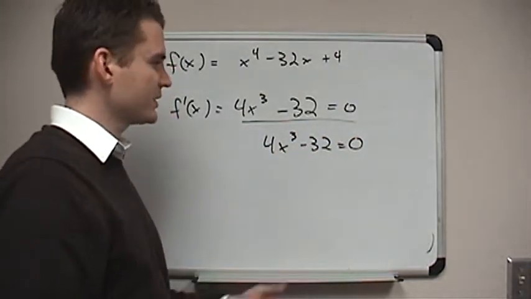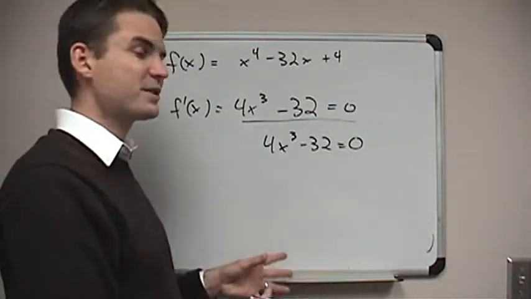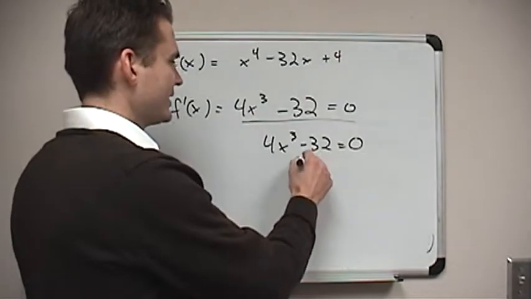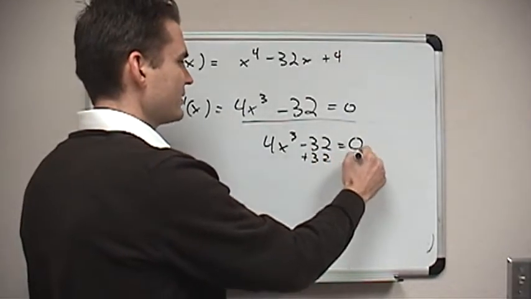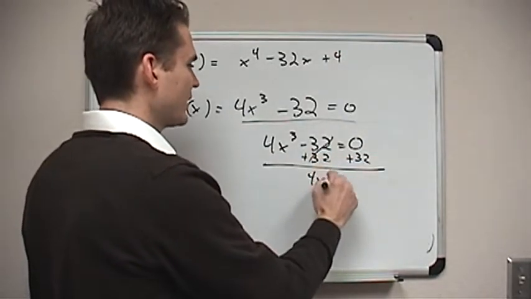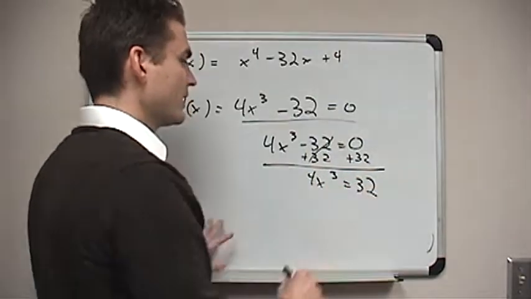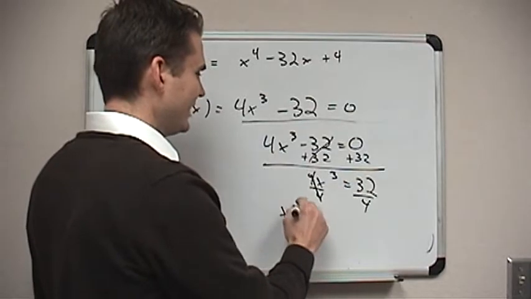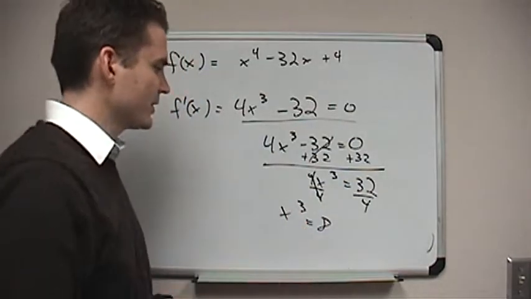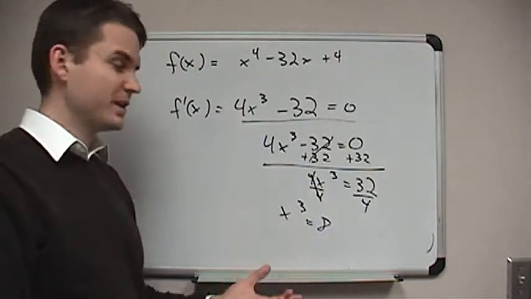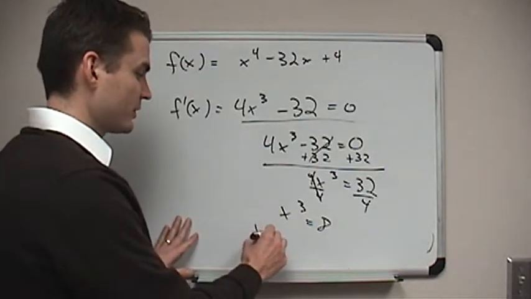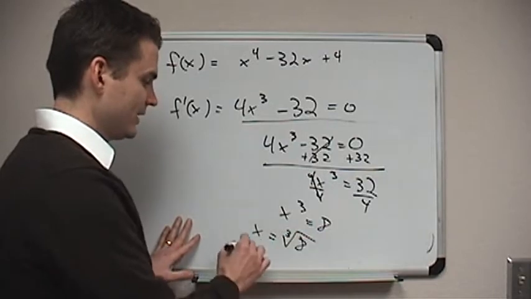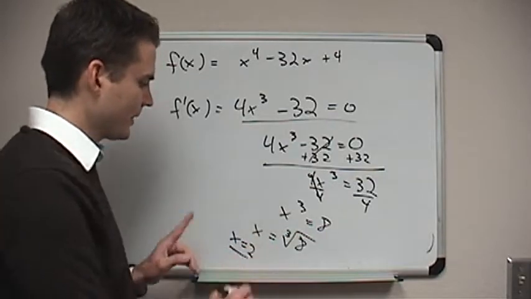To solve this equation, the book's pretty good about putting different equations, which may be difficult to solve by hand, but this one we can. Easiest thing to do would be add 32 to the other side. We get 4x cubed equals 32. Can divide both sides by 4. I get x cubed equals 8. So this is a nice equation. There's only one solution to x cubed equals 8, and it's the cube root of 8. So one critical number, x equals 2.